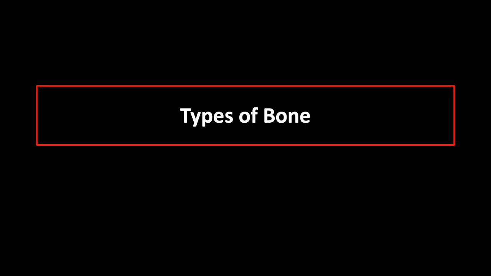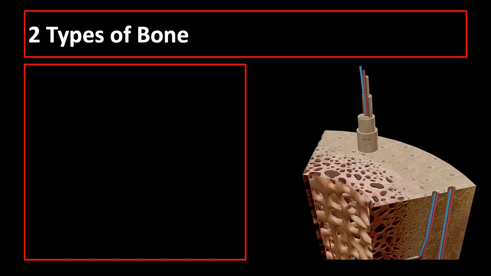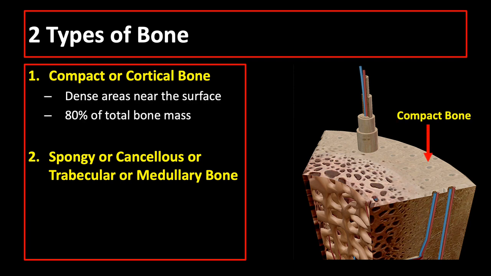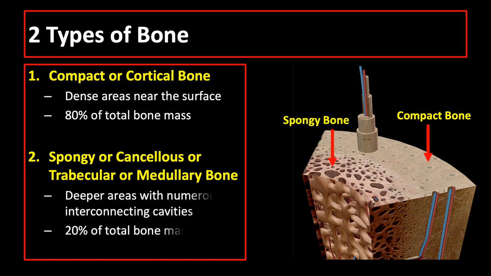Now, let us discuss the types of bone. There are two types of bones: compact or cortical bone, and spongy or cancellous or trabecular or medullary bone. Compact bone, by the name itself, is a dense bone near the surface. It is 80% of the total bone mass. While spongy bone, by the name itself, looks like a sponge and is found in the deeper areas with numerous interconnecting cavities. Spongy bone makes up 20% of the total bone mass.